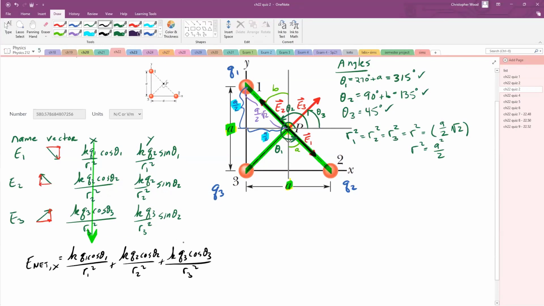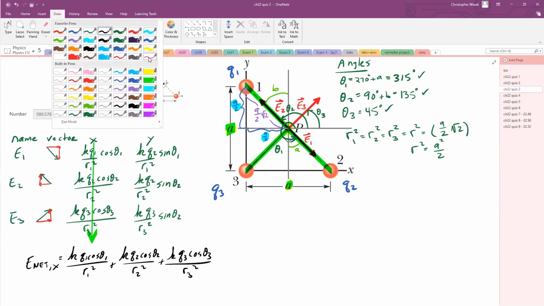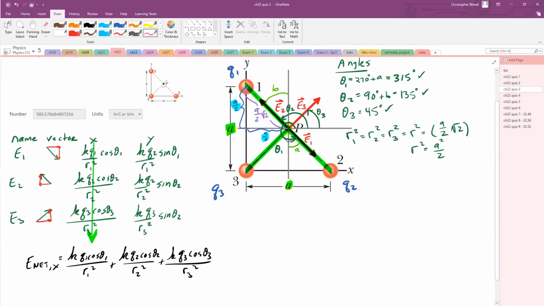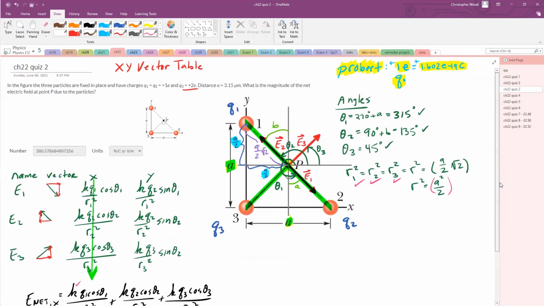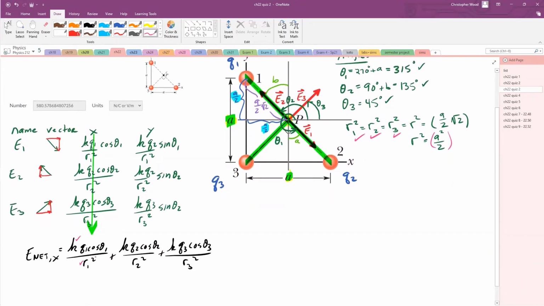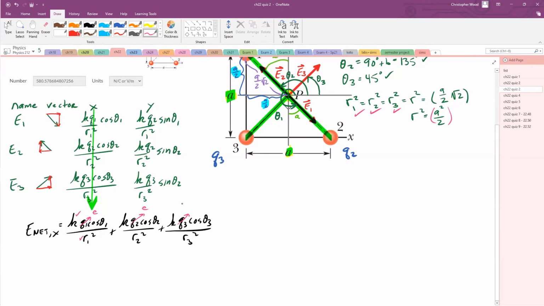Let's pull out common factors. So this is where things get really simple, I think. K is a common factor. R is a common factor, because R1 equals R2 equals R3, and it's just A squared over 2. What else is a common factor? The Q's. Q1 equals Q2, so this equals E, this equals E. Q3 is 2E. So check out how easy this is going to look right now.